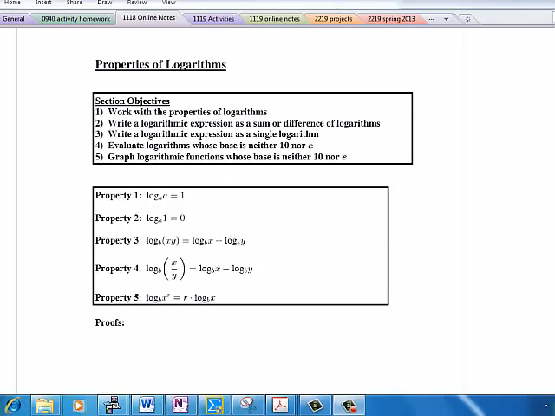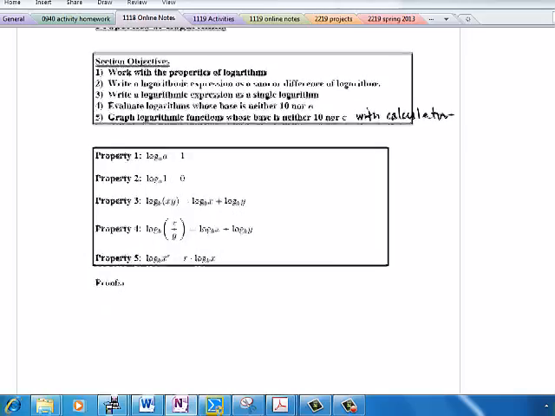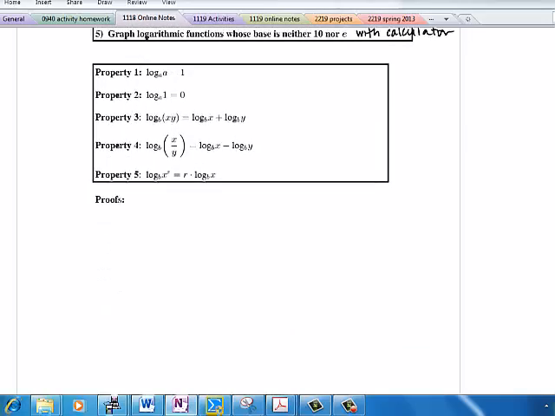And then the last objective is to graph logarithmic functions whose base is neither 10 nor e with a graphing calculator. We did some of the graphing by hand in the previous section. Here we'll talk about how to graph those with a calculator. So let's take a look at these properties.